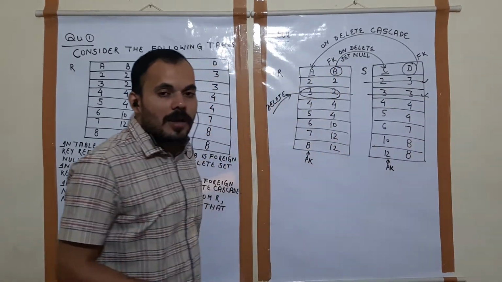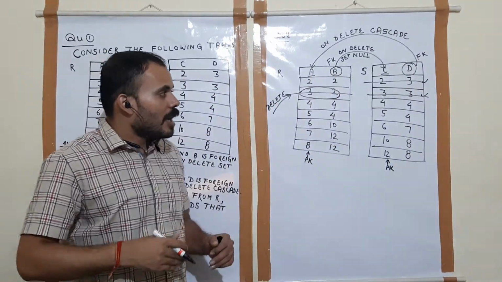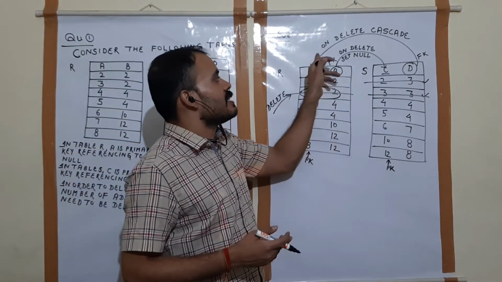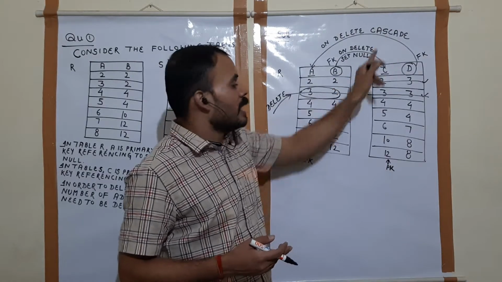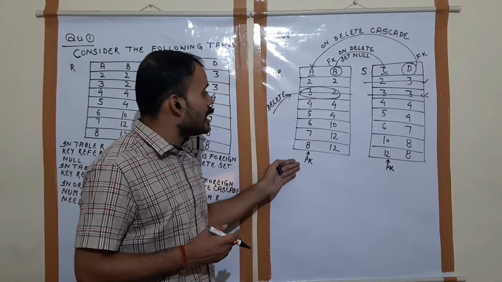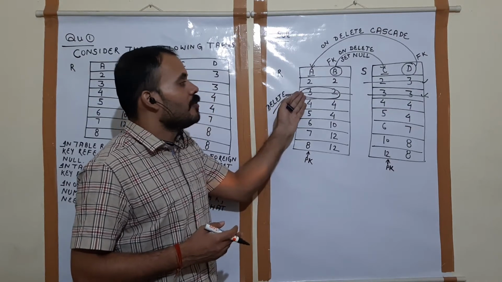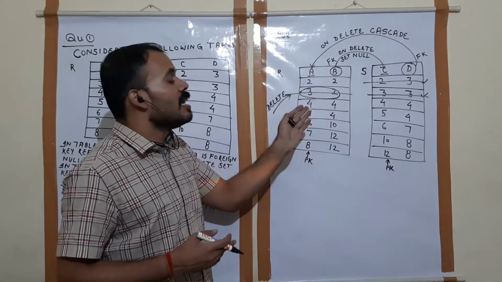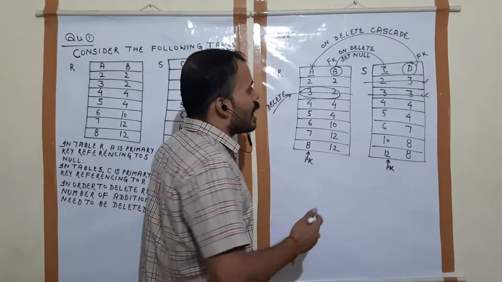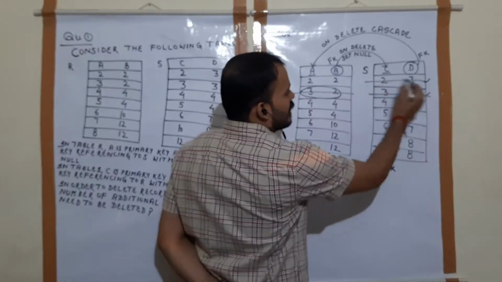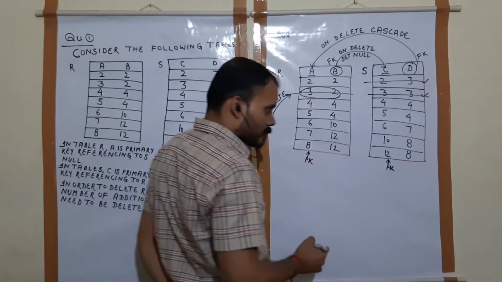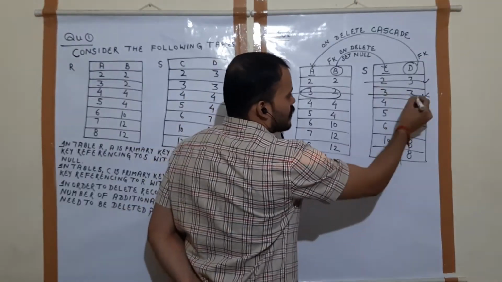We have to forcefully delete these two records because it is on delete cascade. If we delete a record from the referenced relation, we have to forcefully delete the corresponding records from the referencing relation, because in the referencing relation these two records' foreign key value is 3. So we have to delete these two records.